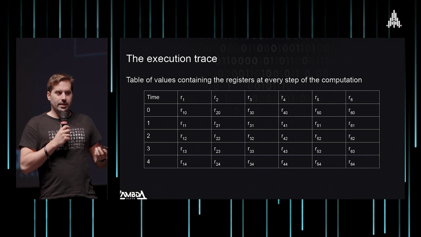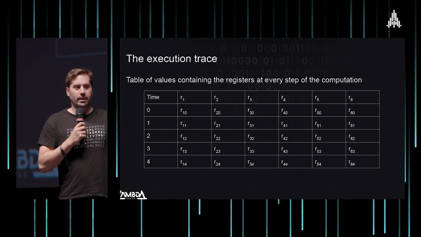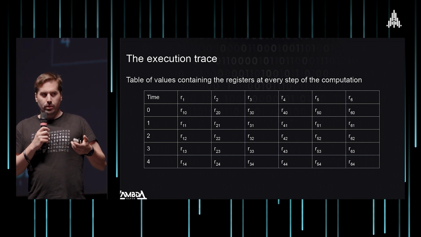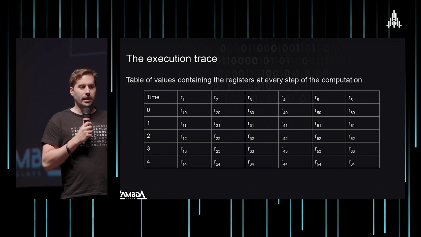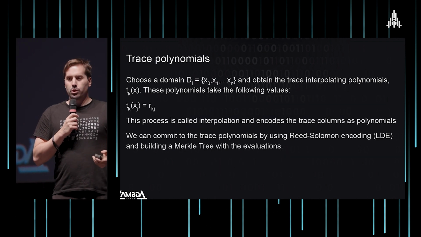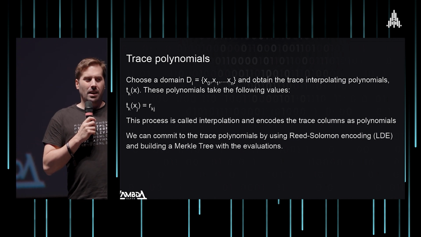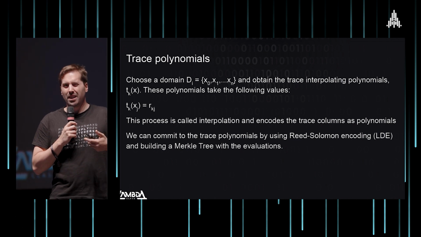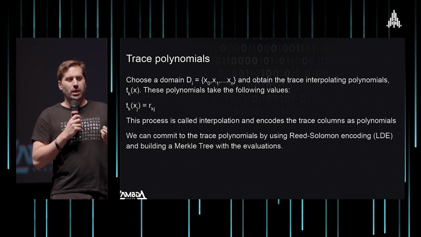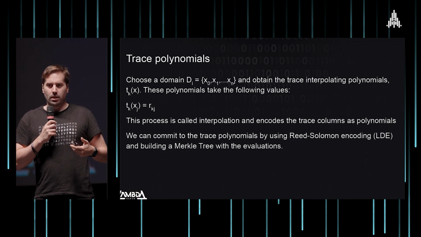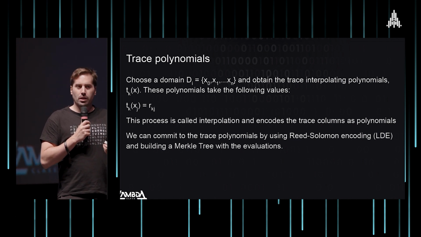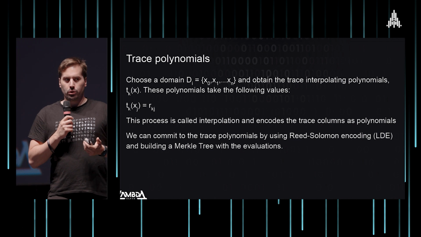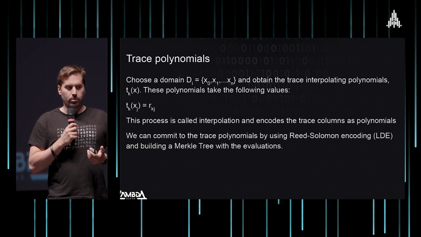As I told you, the execution trace is just a table containing the values of each register at every step. So imagine that as a very large table. What we have to do first is encode the trace as a set of polynomials. So we choose some interpolation domain and interpret each value as the evaluation of a polynomial over each point of the domain. So we do an interpolation so that we encode those columns as polynomials.